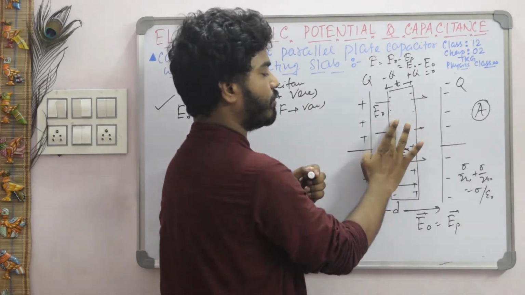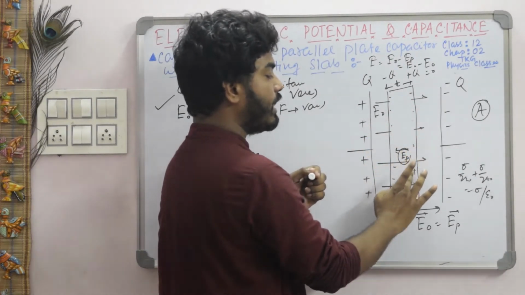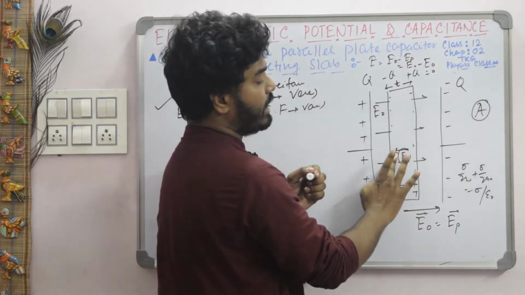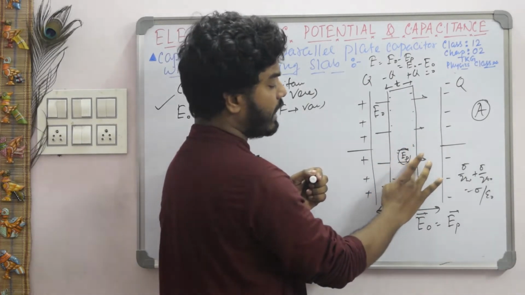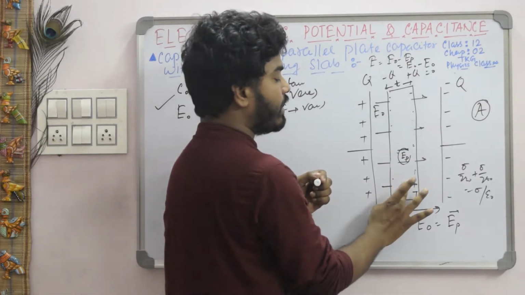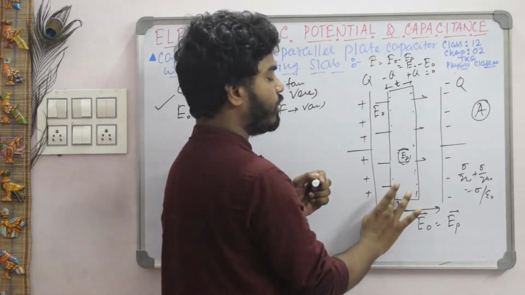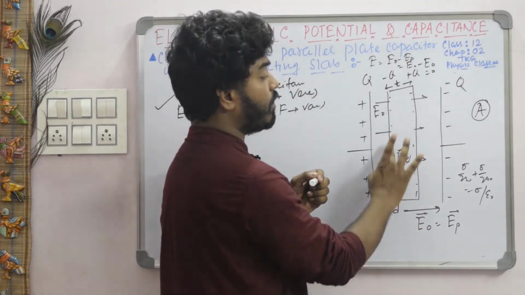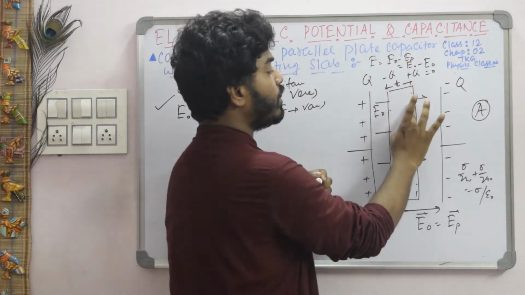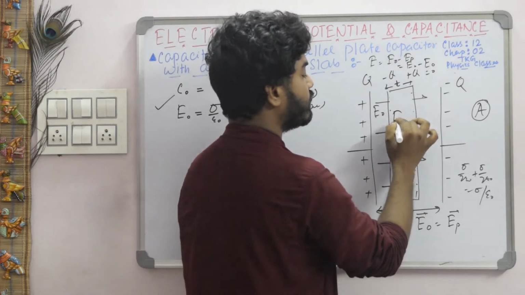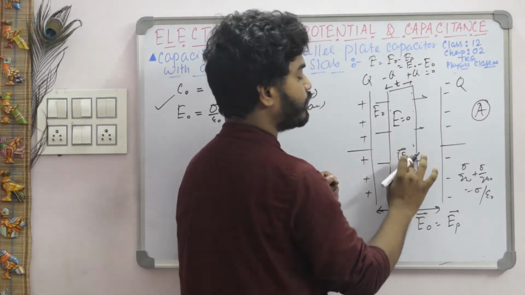There is no electric field. That is why there is no electric field, because here the electric field due to polarization is exactly equal in magnitude to E naught. So the net electric field is 0.